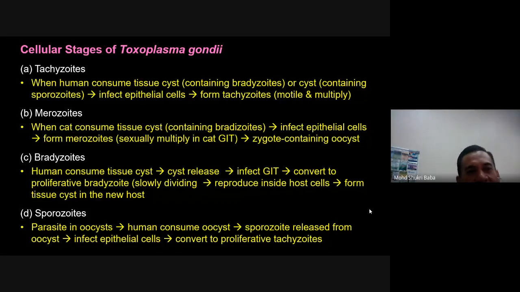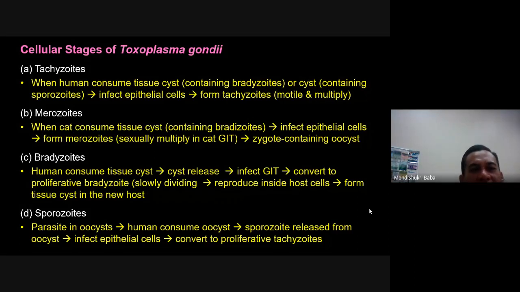So tachyzoid is when human consume tissues, a cyst, which is containing bradyzoid, daripada bradyzoid yang mengandungi dalam tisu cyst, or also cyst, which is containing sporozoid. They infect the epithelial cells and become tachyzoid. So tachyzoid ni dia akan multi and multiply. So this is how tachyzoid boleh berlaku. Okay. And then merozoid, okay.